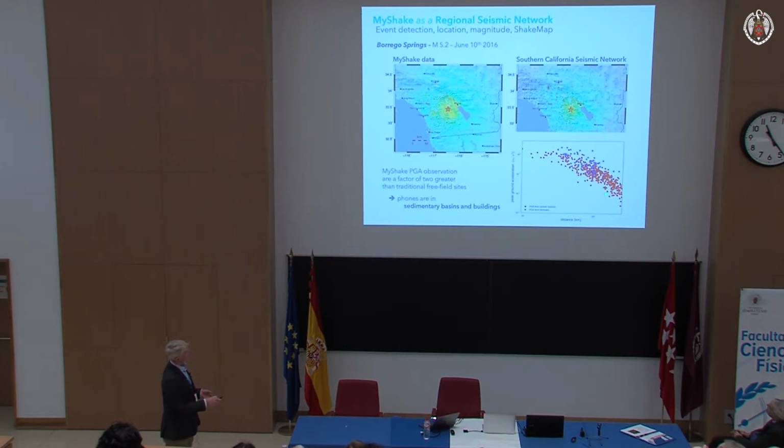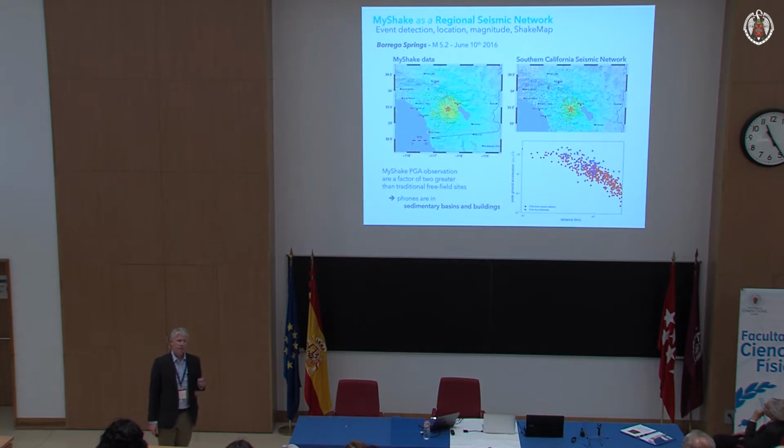Well, here's the same data. So the blue dots are the peak ground acceleration as a function of distance on the phones compared to the red dots, which is the peak acceleration on the traditional seismic sensors. You can see that the spread is about the same. The difference is that the average for the blue is a little bit higher than the average for the red, and it's about a factor of 1.6 greater. So on average, a MyShake peak ground acceleration is 1.6 times higher than a traditional seismic station.